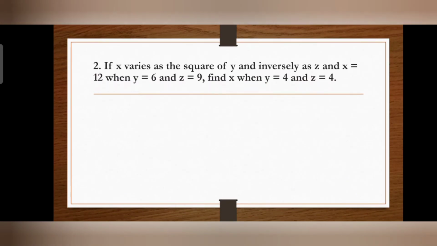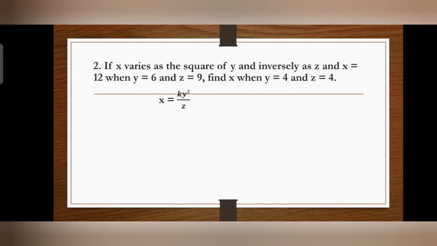Next, example number 2. If x varies as the square of y and inversely as z, and x is equal to 12 when y is equal to 6 and z is equal to 9, find x when y is equal to 4 and z is equal to 4. So, first we are going to write the equation. So, x varies as the square of y and inversely as z. So, x is equal to k square of y, so y squared, and inversely as z, so divided by z.